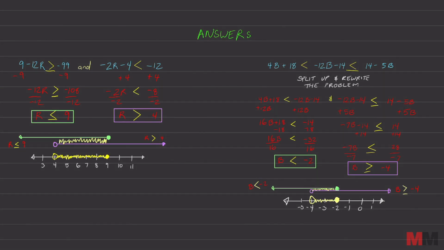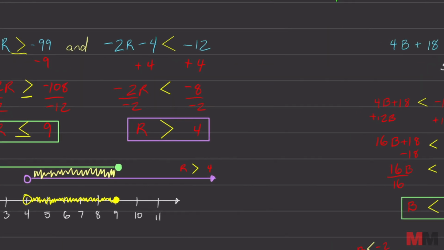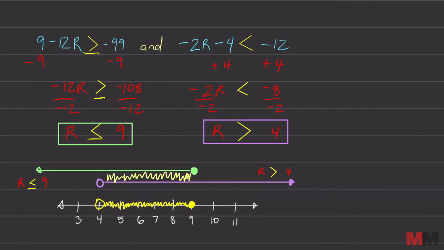Here are the answers for the questions. In the first one, they got the word "and" on it, so you don't even have to split up the inequality. You just solve each one, and you will get these 2 results right here. Once you have those, you're graphing each one. So R is less than or equal to 9 is this one. R is greater than 4 is this one.